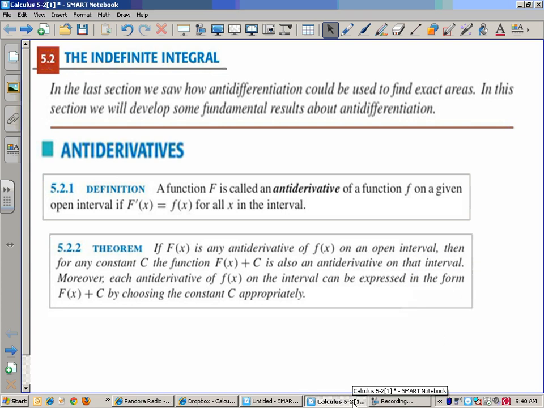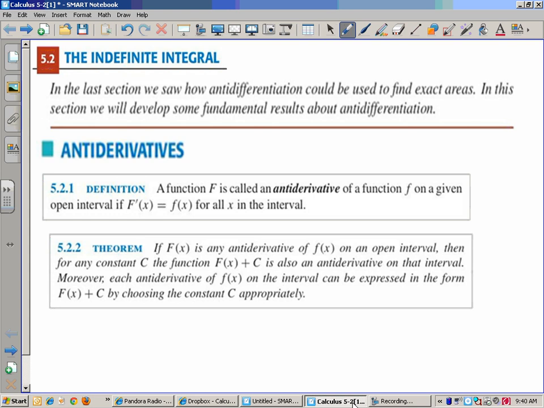All right, so section 5.2 is the indefinite integral. In the last section, we talked about antiderivatives, and we needed a point on a curve, and we could figure out the area under the curve. Specifically in this section, we're going to be talking about antiderivatives and how we come about finding them.